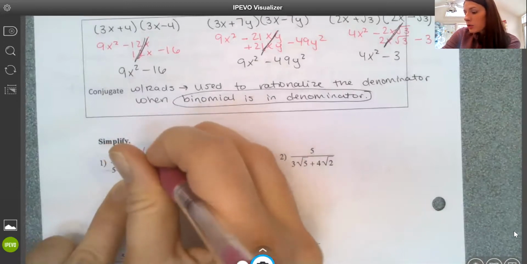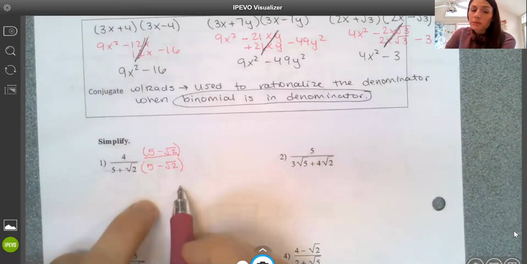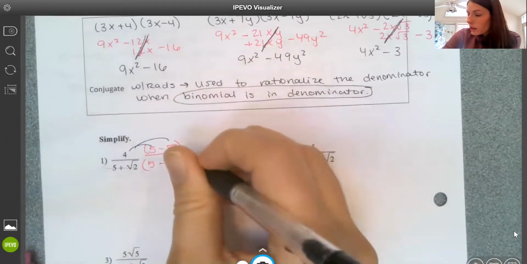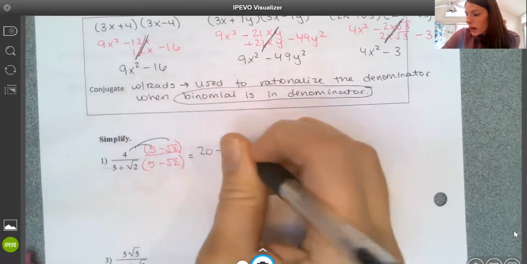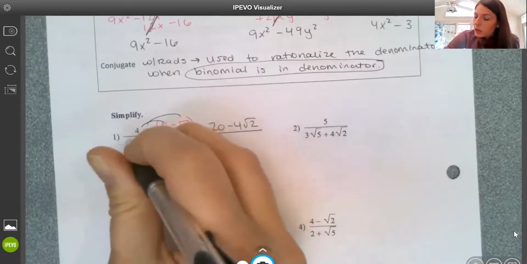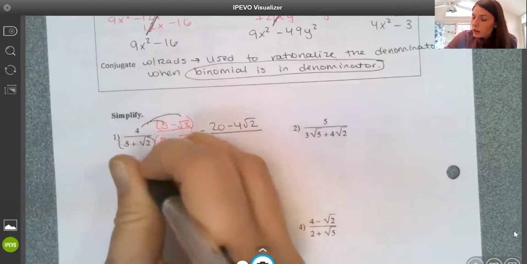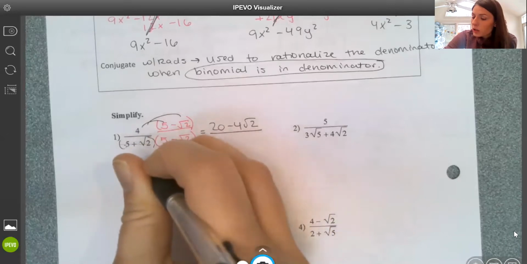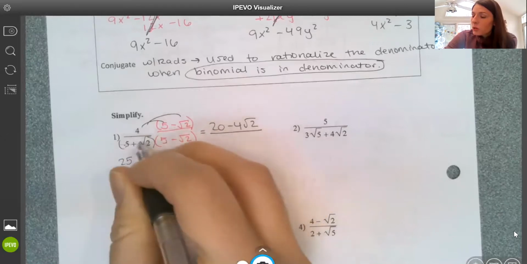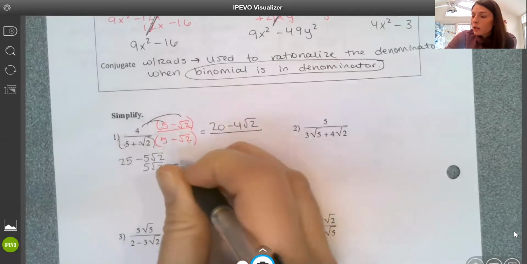And then just like before, whatever I multiply the denominator by, I also have to multiply the numerator by. So in the numerator, distribute, and that gives me 20 minus 4 rad 2. In the denominator, I'm going to multiply this out over to the side. I'm going to have binomial times binomial. So I'll have 5 times 5 giving me 25. And then I'll have 5 times negative rad 2 giving me negative 5 rad 2. Then I'd get positive 5 rad 2. Positive times a negative giving me negative rad 2 times rad 2, regular 2.